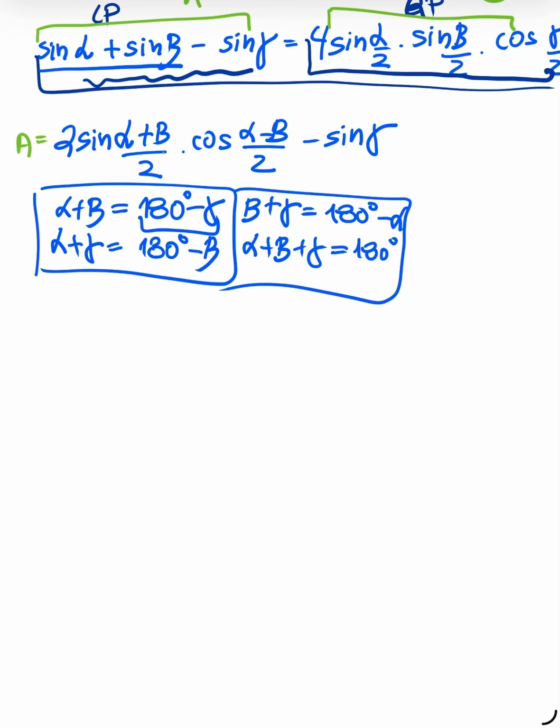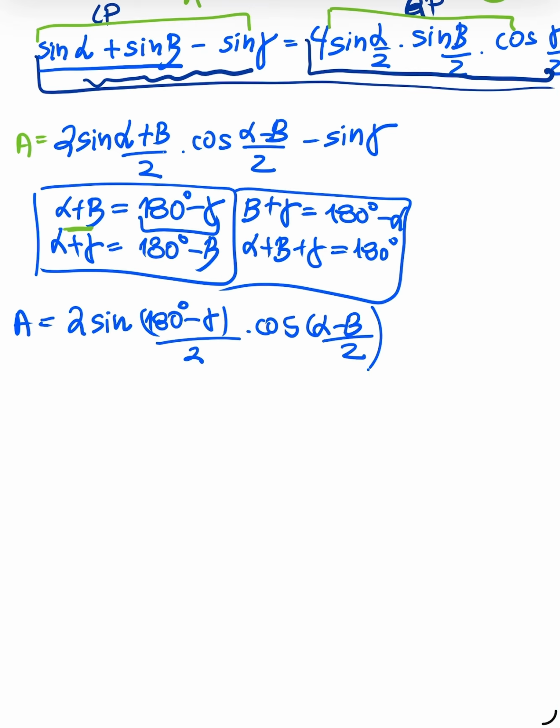So now we can substitute the value for alpha plus beta and use it here. So A is equal to 2 sine. Here we substitute the value, and instead of alpha plus beta, we write (180 degrees minus gamma) divided by 2 times cosine. And here we do not touch them because we can't substitute them. We don't know how much alpha minus beta is equal to. And we have minus sine gamma.